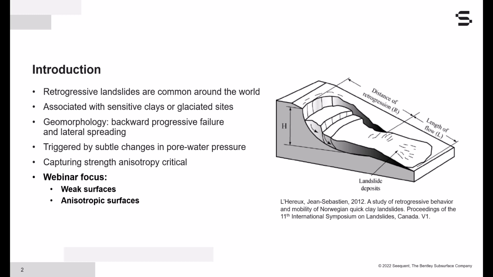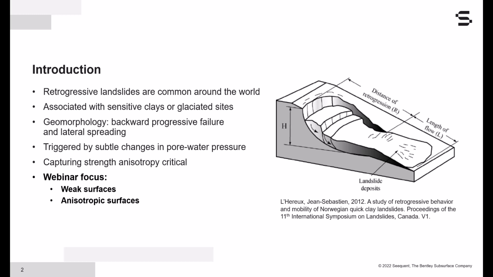Retrogressive landslides, prevalent in regions with sensitive clays or glaciated terrains, exhibit unique lateral spreading and flow-like movements. As shown in the diagram on the right, the retrogression can span extensive distances, sometimes reaching hundreds of meters upslope. These landslides can enter dormant phases, only to be reactivated by minor fluctuations in pore water pressure or erosional processes.